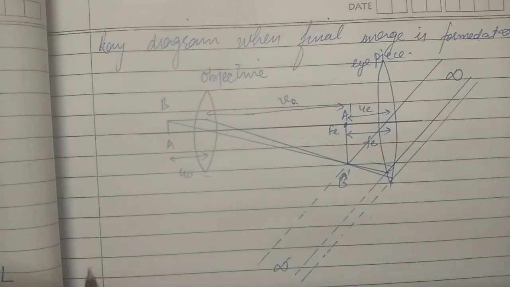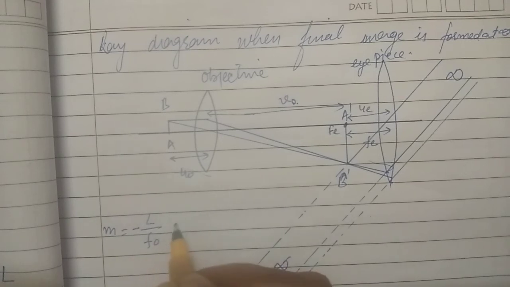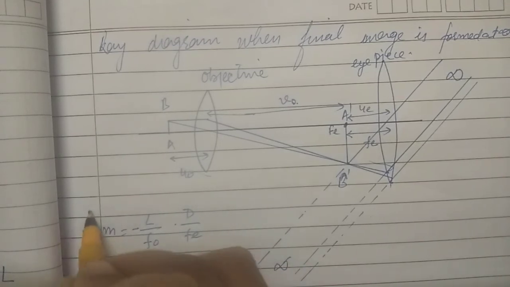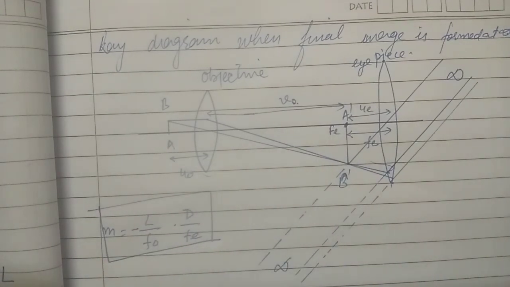And the magnifying power we have already written: it would be minus L over F naught times D over Fe. So this is all about the derivation and ray diagram of the compound microscope.